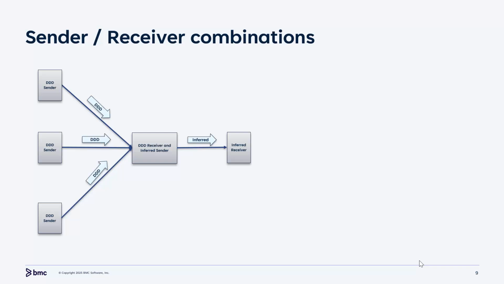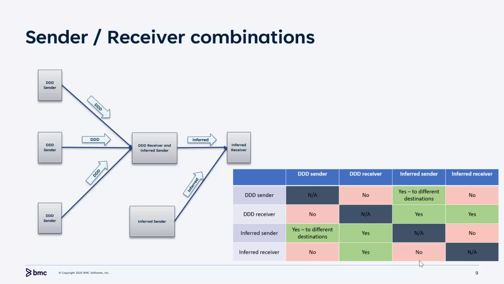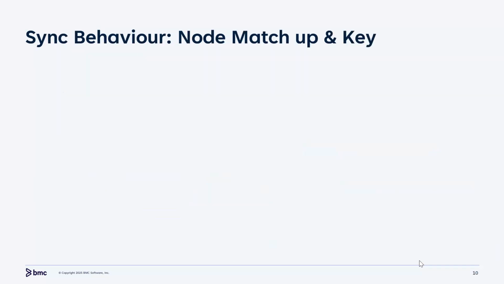At the same time, you could have another inferred sender sending inferred data to the same inferred receiver. So this is one possibility how you can combine these two types of consolidation approach. There are other available combinations which are shown in this particular table. The important point to note, BMC Helix Discovery SaaS instance can only be configured to either send or receive inferred data.